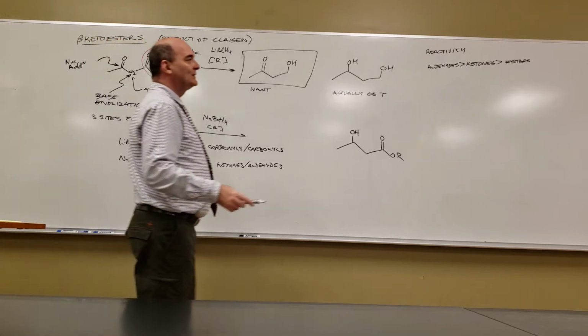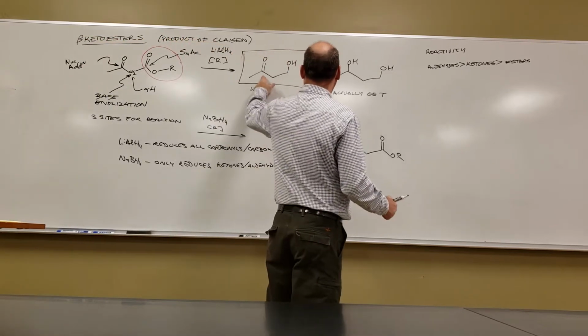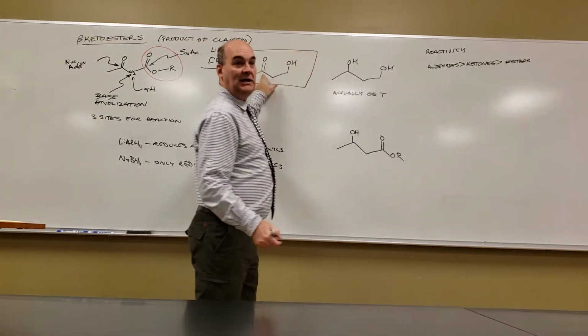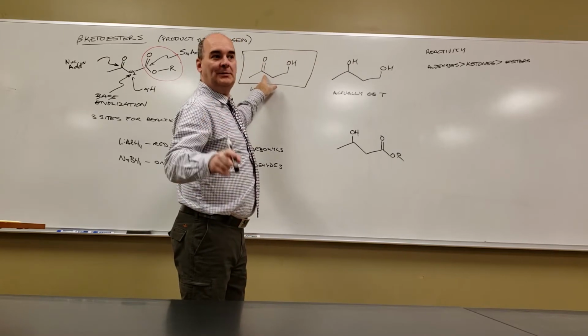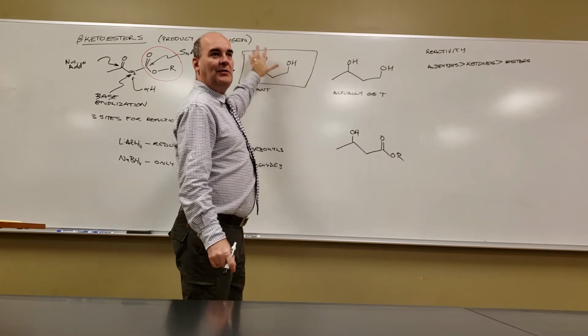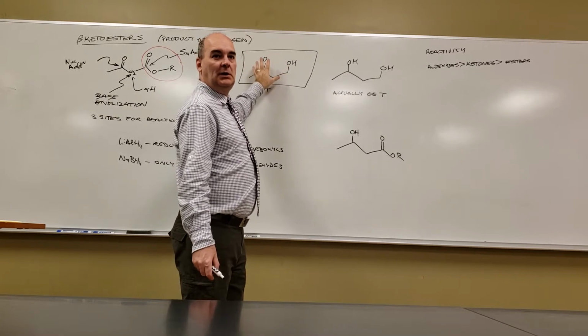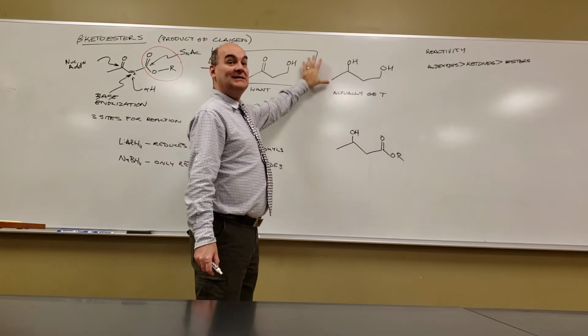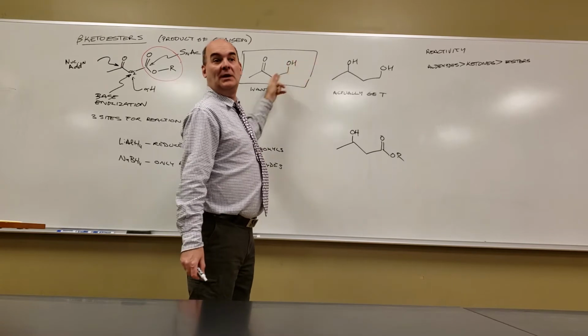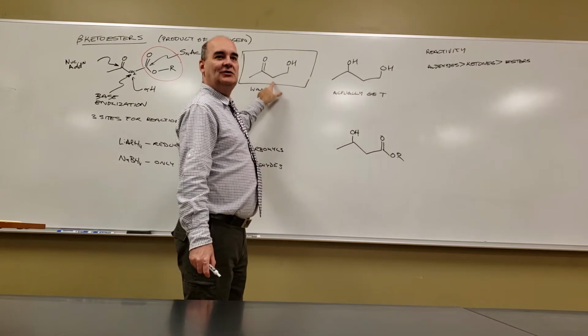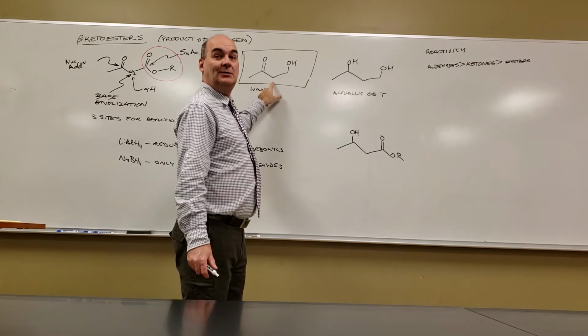So I need something that will turn an aldehyde or a ketone reversibly into something that won't react with the reducing agent. Leave the ester as the only site for reaction, and then reversibly change my stuff back to being a ketone again.